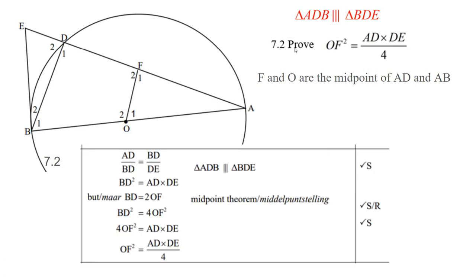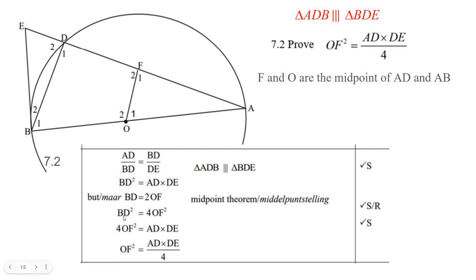Now let's take a look at the first thing. Remember I said AD goes with BD, DB goes with DE. Then we just cross multiply. Oh, look, we get BD squared is AD times DE. Now there we go. Look at that. We're trying to get AD and DE. But hang on here. BD is twice as big as OF. So BD equals 2 times OF.